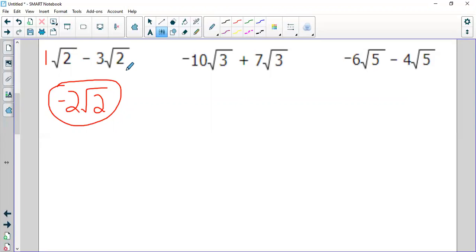I'm treating them like a variable, like it was like terms. If you did 3x plus 2x, you would make it 5x. You don't change the variable. You don't change what's in the radical when you're adding or subtracting.